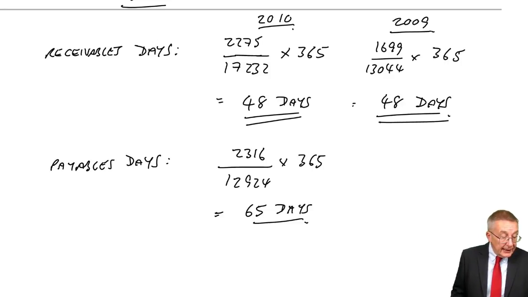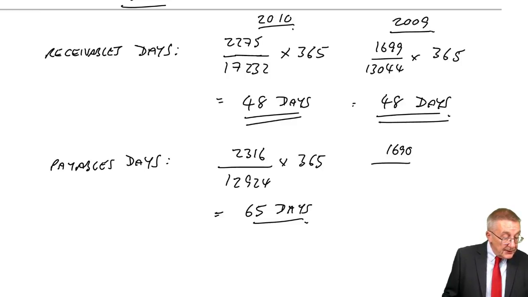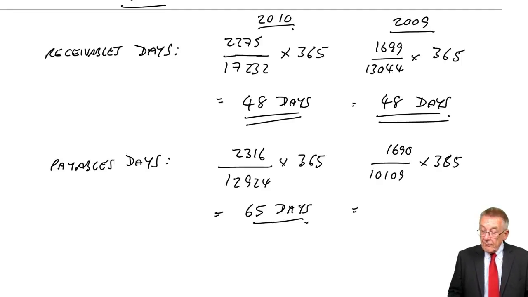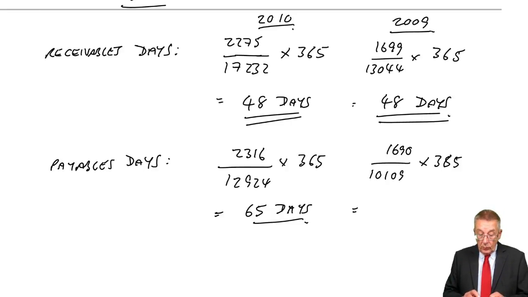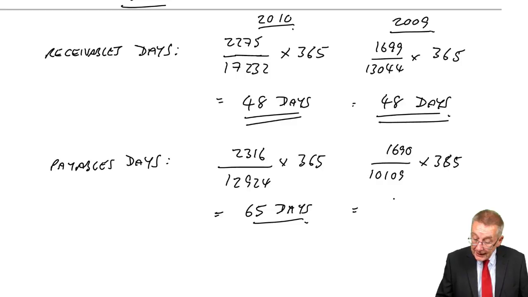Whereas in 2009, liability is 1690. Cost of sales, 10109. Which is what? Times 365 days. Hold on. 1690 divided by 10109 times 365. That's better. I get 61 days.